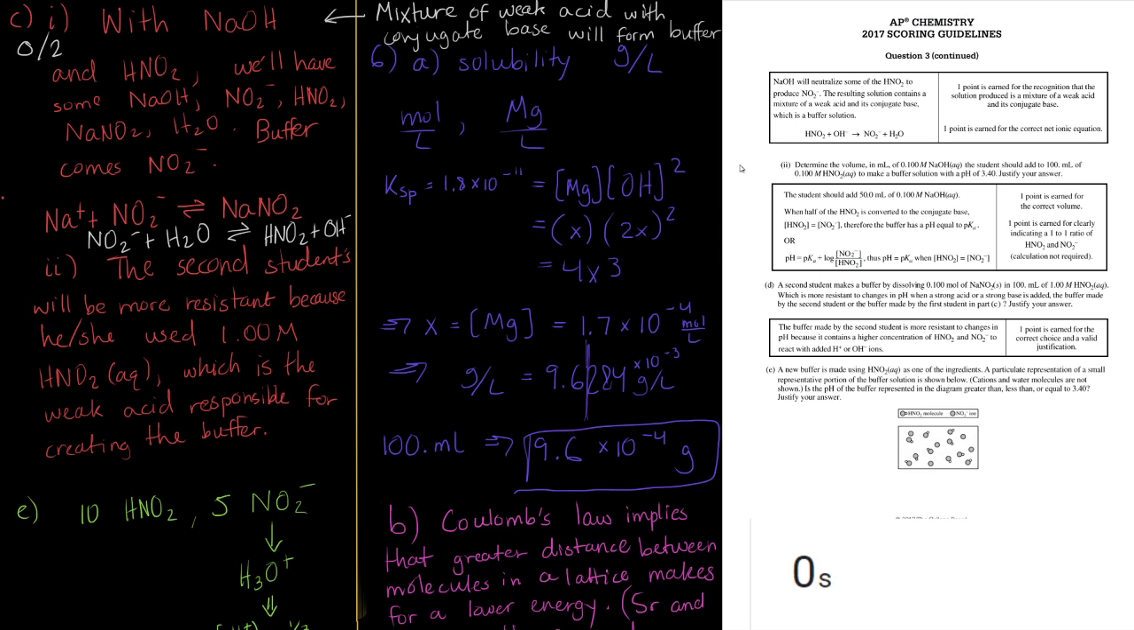they should be adding 50 milliliters for the reason that when half of the HNO2 is converted to conjugate base, then the pH will equal the pKa. That makes sense because the pKa is going to be equal to the pH, with the two of these terms that are going to cancel out when they're equal, the conjugate base and the weak acid.